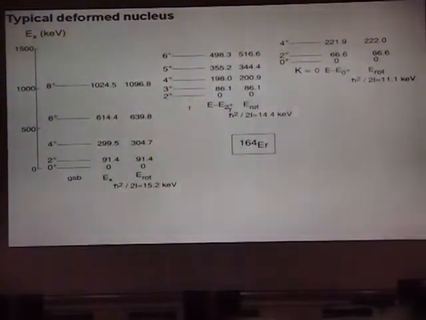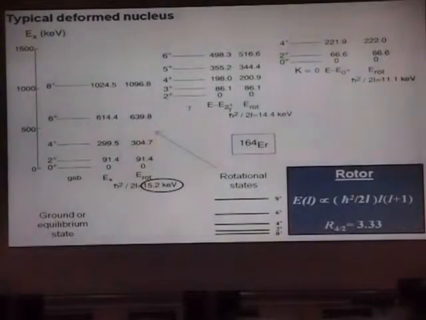Okay, so let's look at this and see if we can understand it. There's a ground state which is spin 0, and a 2, 4, 6, 8, and here are the experimental energies. And what I've done here is normalize this. I've used this rotational formula. And I get 304, 639, 1096. You can see the centrifugal stretching. So this is a ground or equilibrium state and a set of rotational states. Okay? Now, what are these guys? Remember I said that a deformed nucleus, just like a spherical one, can vibrate. Okay? These are two different vibrational modes.